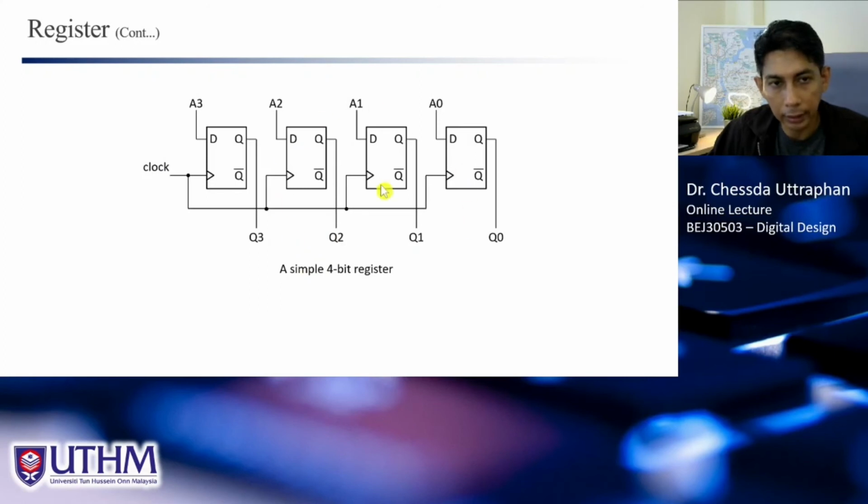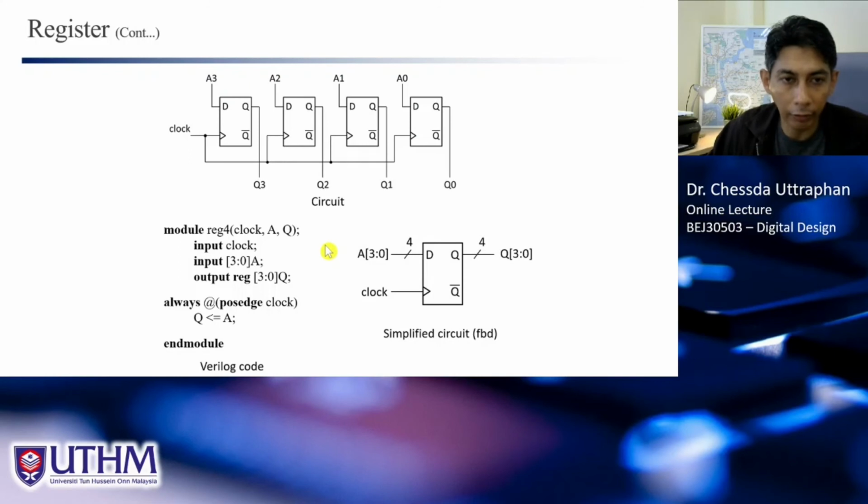For example, we have 4 flip-flops here, used to store 4-bit information. The input is A and the output is Q here, and of course these need to connect to the same clock signal like this. This is what we call a 4-bit register. And to create a 4-bit register in Verilog is straightforward. We know how to create one flip-flop already. So to create a register is to increase the size of the input and the output based on the size of the register that we want.